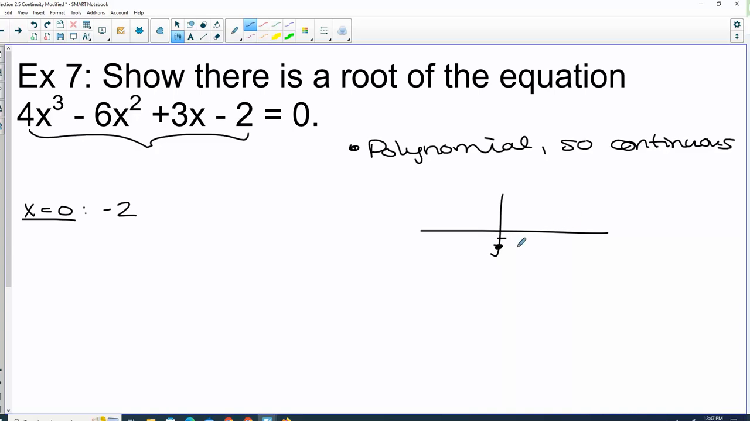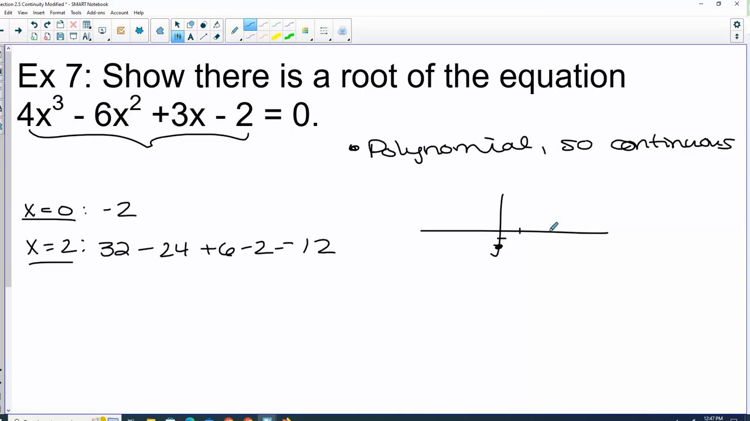If I could get another x value that gave me a positive answer, then would that show that somewhere it had to equal 0 between them? 1 would give me 4 minus 6 plus 3 minus 2. I think that's still negative. Let's try 2. Okay, 2 cubed is 8 times 4 is 32 minus 4 times 6, 24. And we get 12. So, did that show it to me?